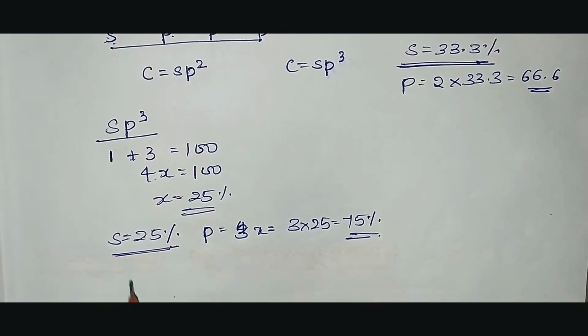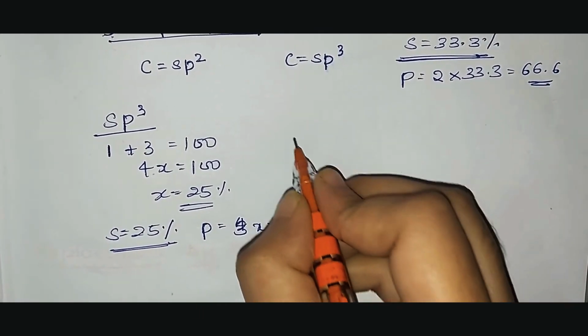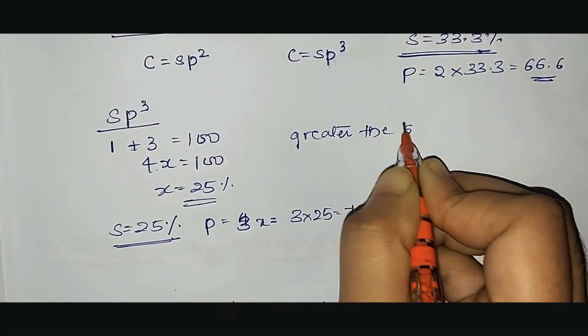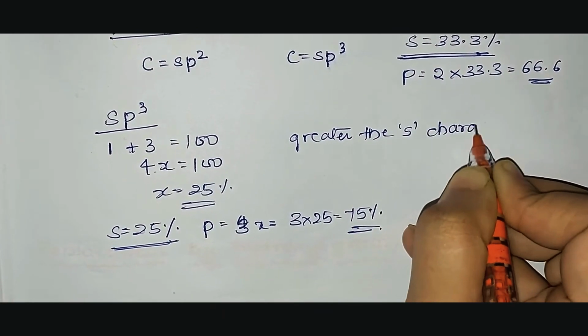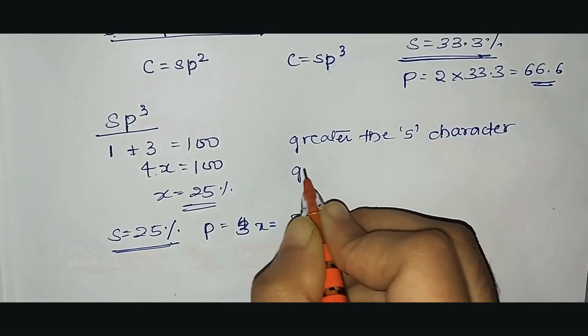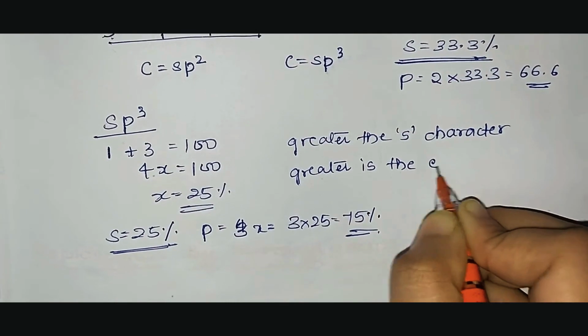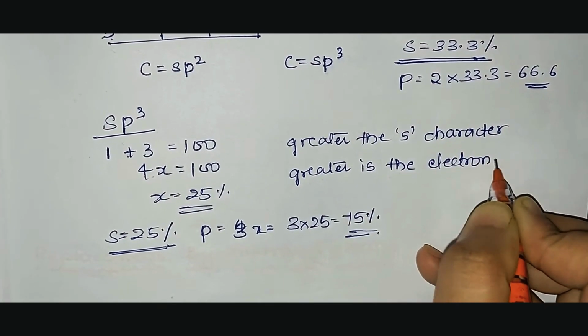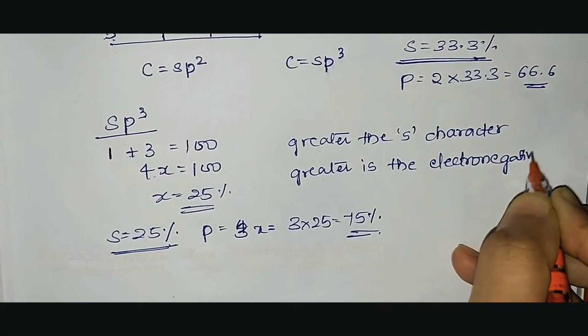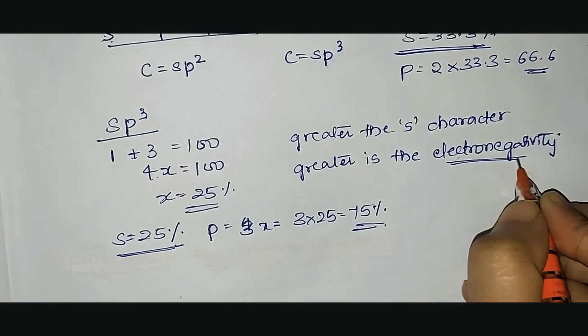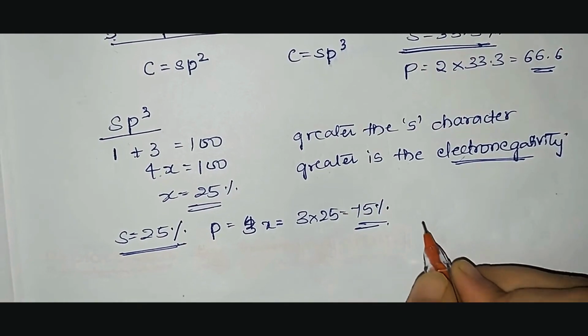In case of sp2, it was 33%, whereas in case of sp3 it is 20 to 25%. Greater the S character, greater is the electronegativity. And what is electronegativity? It is the tendency to attract the shared pair of electrons towards it, and greater the electronegativity, less will be the bond length. That is, greater the attraction between the two atoms, lesser will be the bond length.